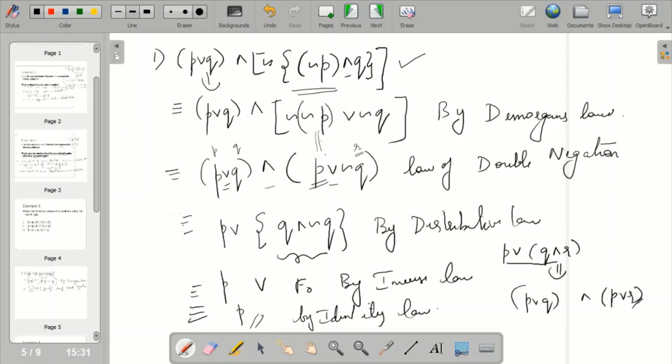So I wrote the form of this: P or Q and negation of Q. Instead of R, you have negation of Q. So this Q and negation of Q, obviously by the inverse law, when it is and, it is always a contradiction. That is F naught. So P or F naught. Again, P or F naught can be solved by using the identity law. And finally, I got the result as P. So this is how we are going to solve using the laws of logic.